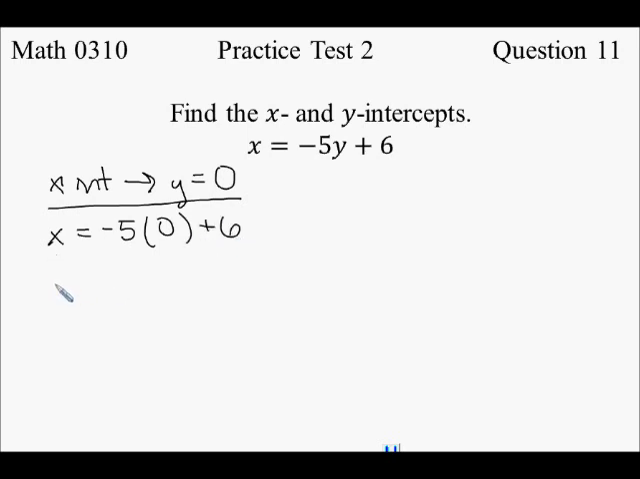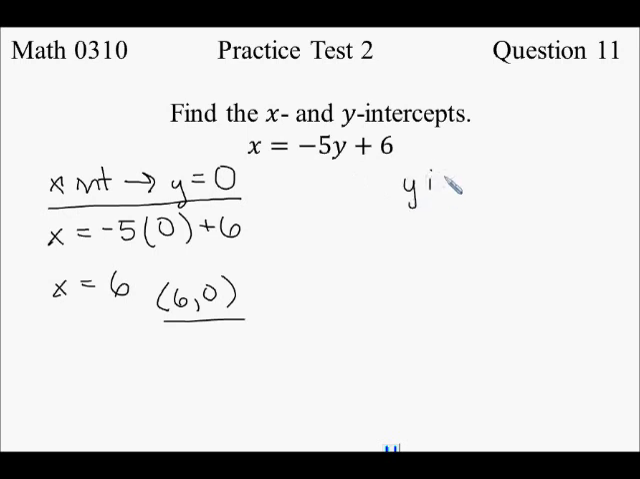And so we simplify very easily. Here we get x on the left side. This part becomes 0 in front, 0 plus 6. So we're just going to get x equals 6 there. So we got x equals 6, and we said y was 0. So 6 comma 0 is going to be our x-intercept.